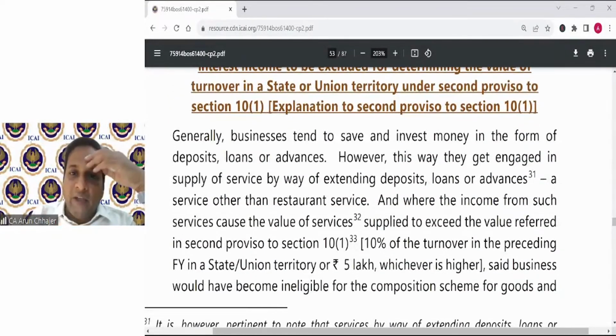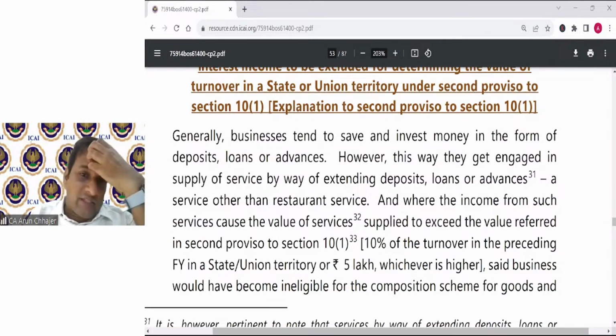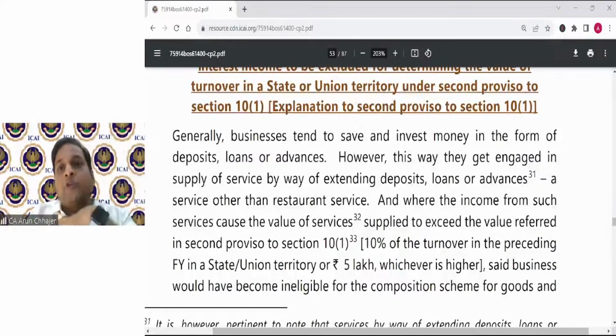Generally, businesses tend to save and invest money in the form of deposit, loan or advances. However, this way they get engaged in the supply of the service by way of extending deposit, loan or advances. A service other than restaurant services, it means suppose I am a trader of the goods, but I have deposited the money in my bank account, or I have made a fixed deposit also, or I have given a loan also. Now I am earning the interest and I am also the supplier of the goods.